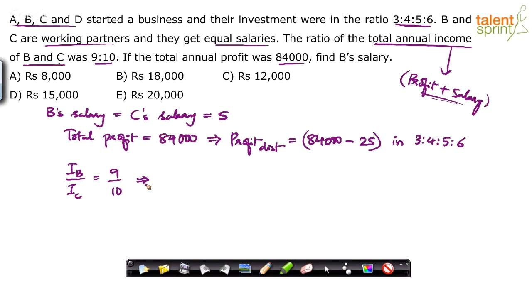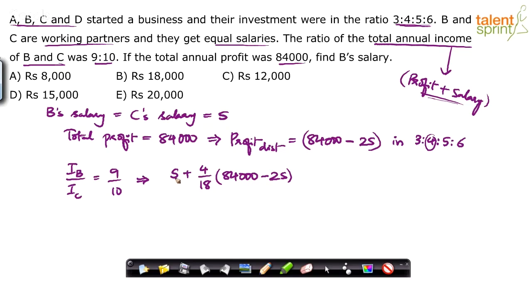Simplify this. What do you mean by income of B? What will be B's income? See, B will get a salary S. I have told you, salary plus profit. Salary S. And how much will be the profit? B will get 4 parts out of total how many parts? 3 plus 4, 7 plus 5, 12 plus 6, 18. Yes or no? So 4 out of 18 parts of how much? 84,000 minus 2S. Are you able to follow?